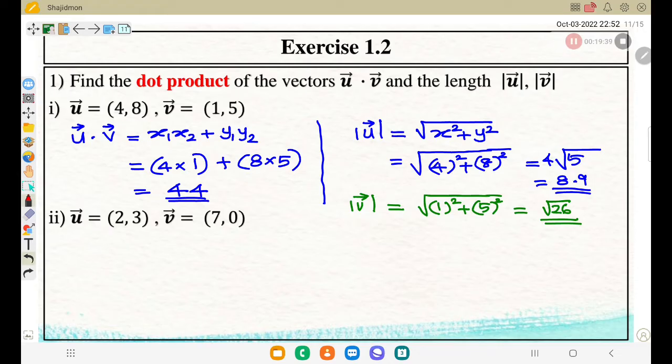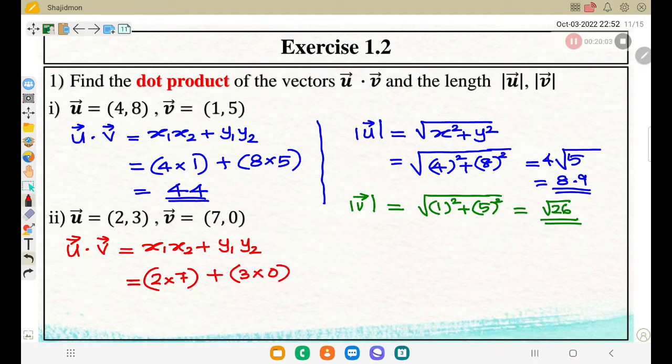Vector U equal to 2, 3. Vector V equal to 7, 0. What is the dot product first? Vector U dot V equals x1 x2 plus y1 y2. So 2 multiply 7 plus 3 multiply 0. So we will get 14.